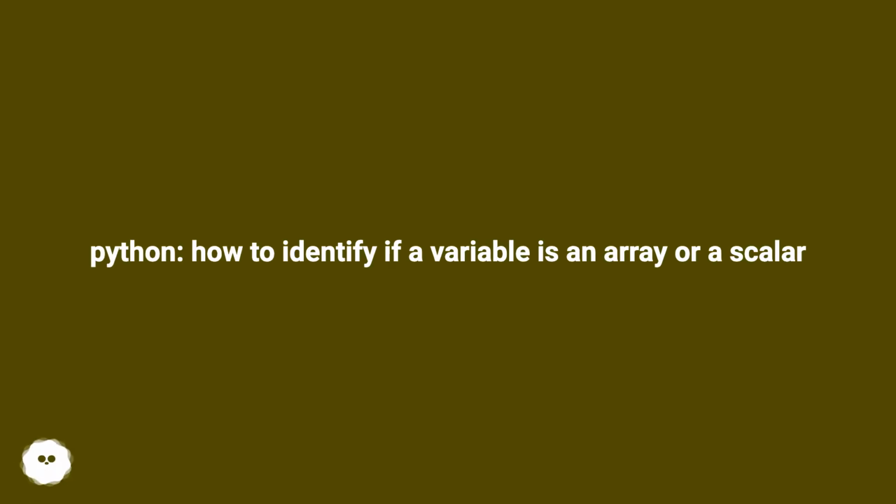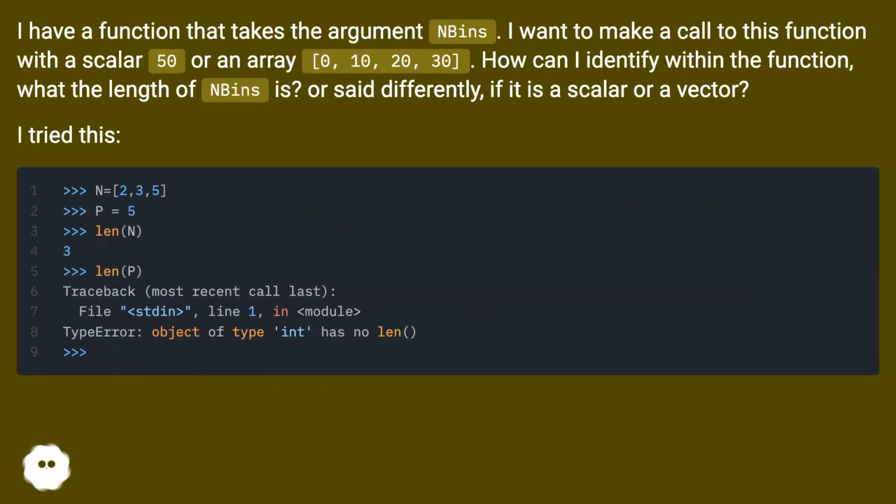Python. How to identify if a variable is an array or a scalar. I have a function that takes the argument bins. I want to make a call to this function with a scalar 50 or an array 0, 10, 20, 30. How can I identify within the function what the length of bins is? Or said differently, if it is a scalar or a vector.